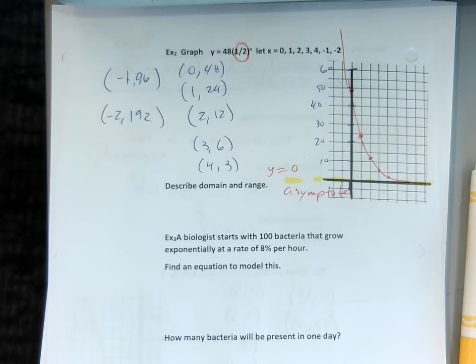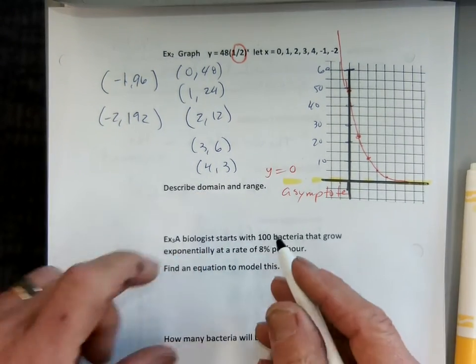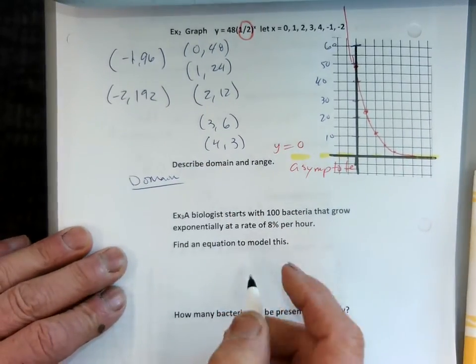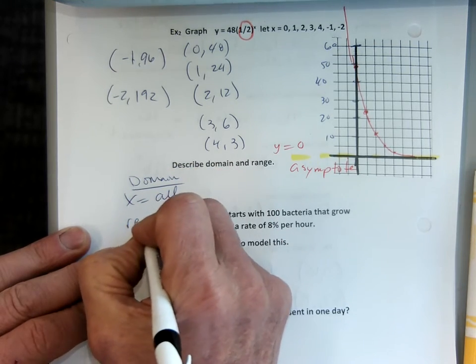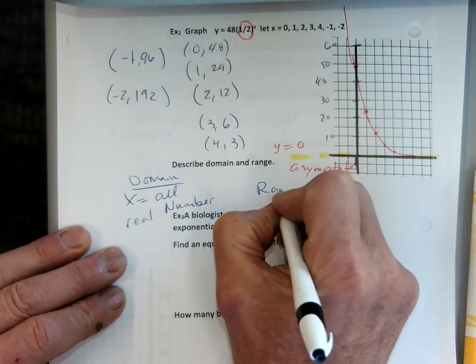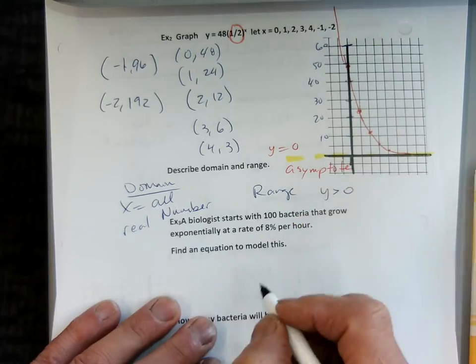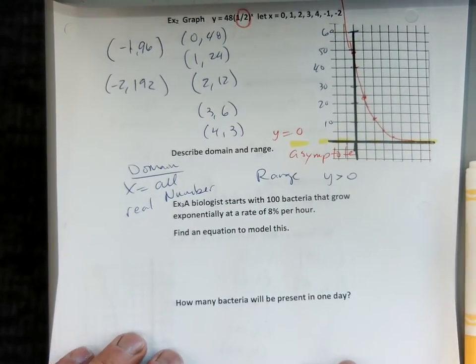All right, now, domain. What do you think about domain? Yes, say it louder. Yes, x equals all real numbers. Very good. And range? Yes, same thing, isn't it, right? This is exponential decay. The other was exponential growth.